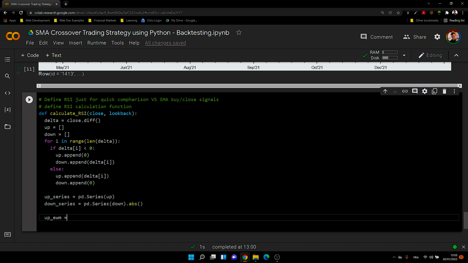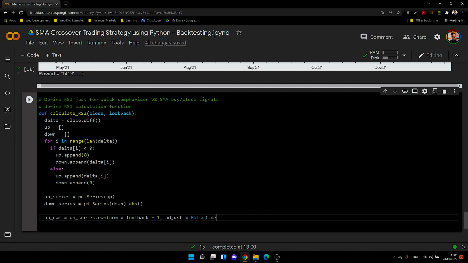Now we'll say that our up exponential moving average will be equal to our up series, and on top of this we'll use the ewm function, which is the exponential moving average function. We'll give it a com equal to our lookback periods, and we'll subtract 1 from this. And we'll also say that our adjust will be false.